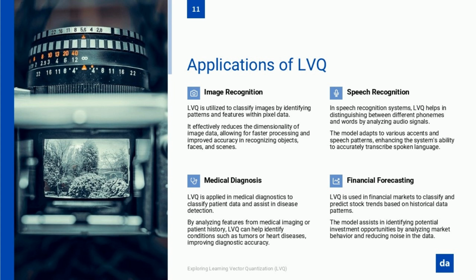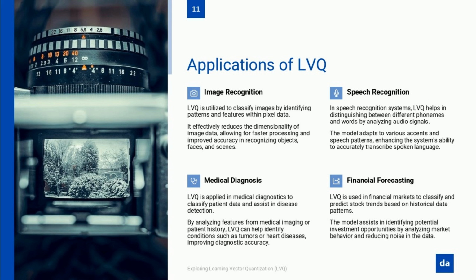Then there's medical diagnosis. Imagine a system that can help doctors detect diseases faster by analyzing patient data. LVQ is used in tumor classification, heart disease detection, and even genetic analysis. Why? Because medical data is often messy, high-dimensional, and full of outliers. LVQ filters out the noise and focuses on the key indicators that differentiate diseases, helping doctors make more accurate diagnoses with less computational effort.